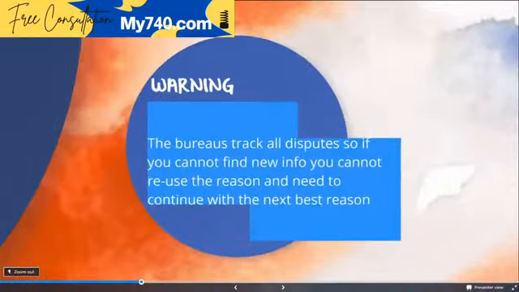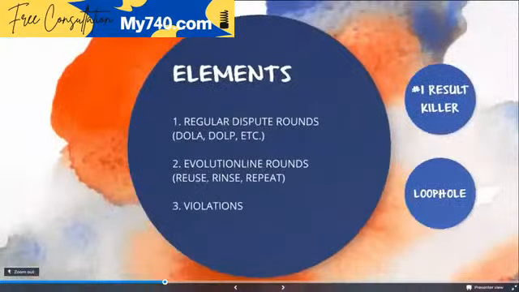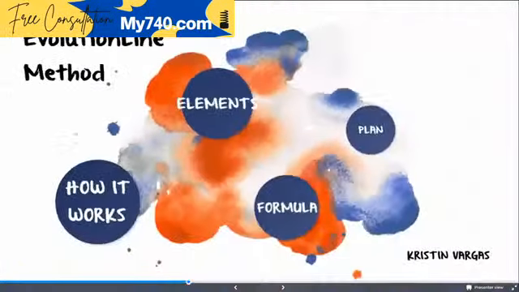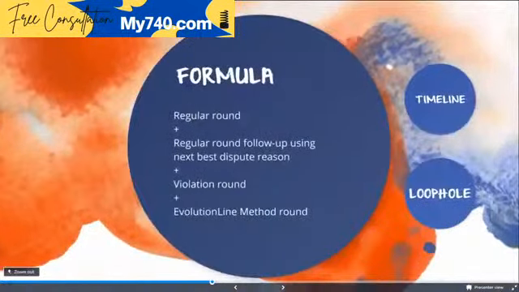Now the loophole is basically, let's look at this the opposite way. The bureaus track all disputes. So if you cannot find new information on the credit report, you cannot reuse the reason, and you need to continue with the next best reason. And you're going to see what I'm talking about with the builder. I have a visual builder so that you can understand how to use this.